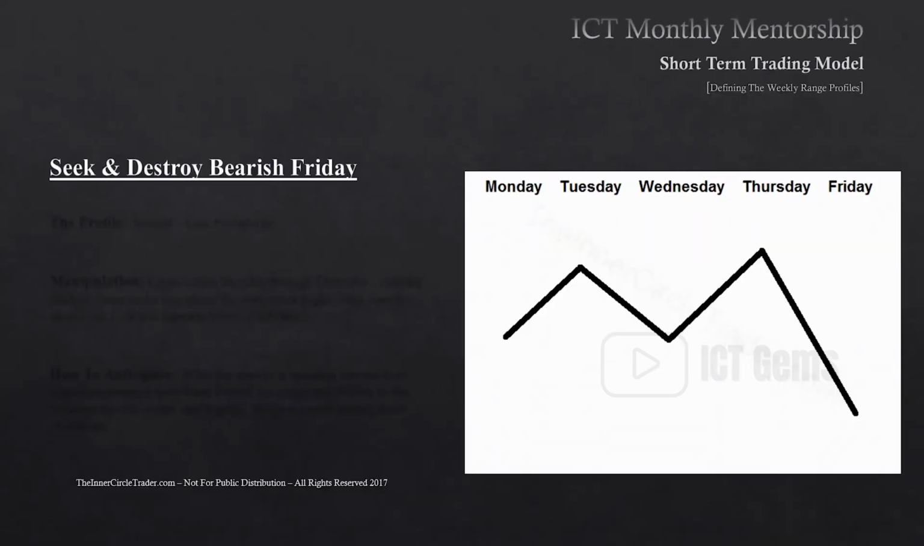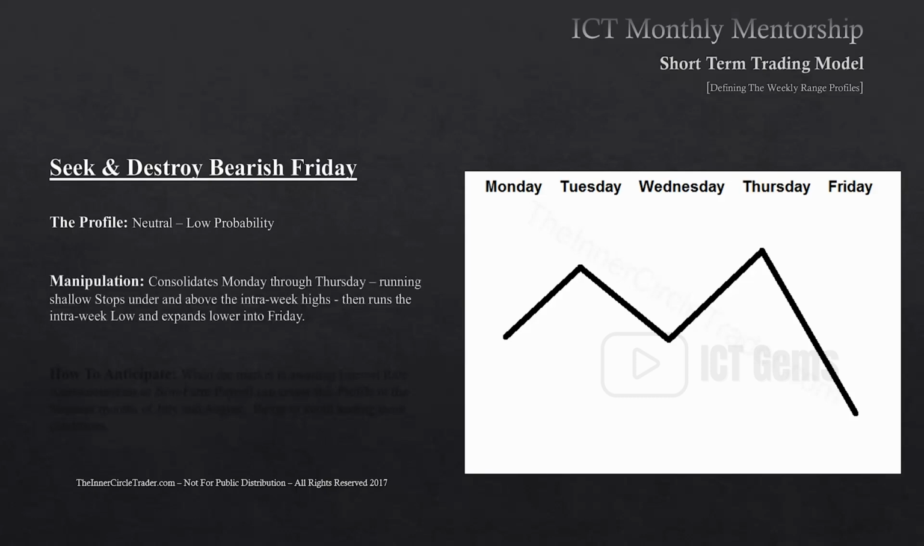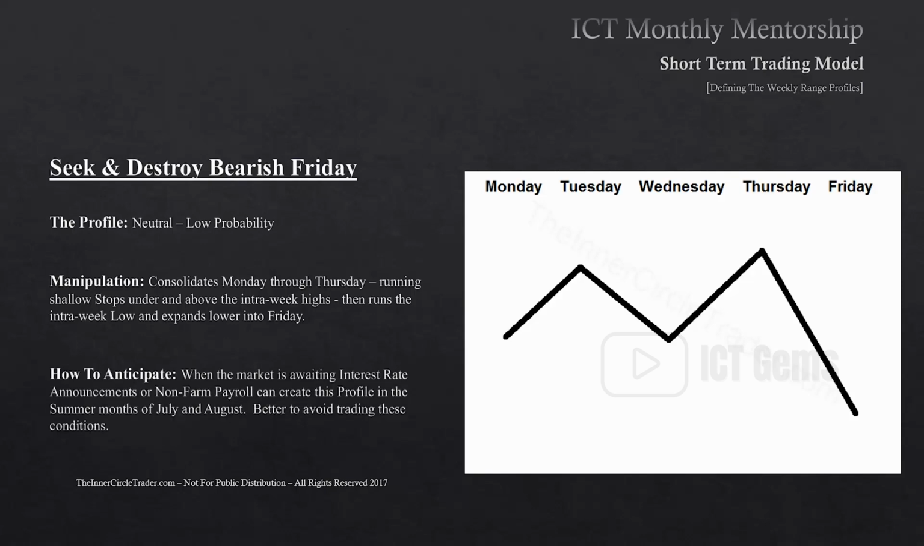Seek and destroy bearish Friday. The profile again is neutral, low probability. Manipulation is seen by price consolidating Monday through Thursday, running shallow stops under and above the intra-week highs and lows, then runs the intra-week low and expands lower into Friday. How to anticipate it? When the market is awaiting interest rate announcements or non-farm payroll, it can create this profile in the summer months of July and August.